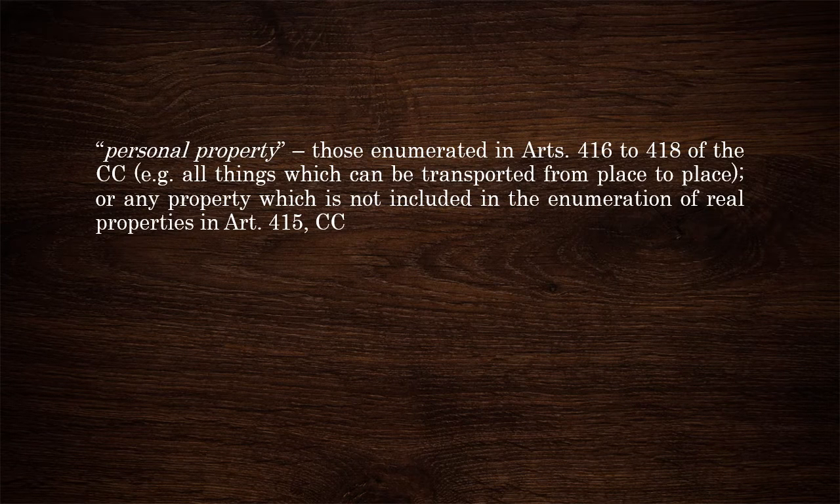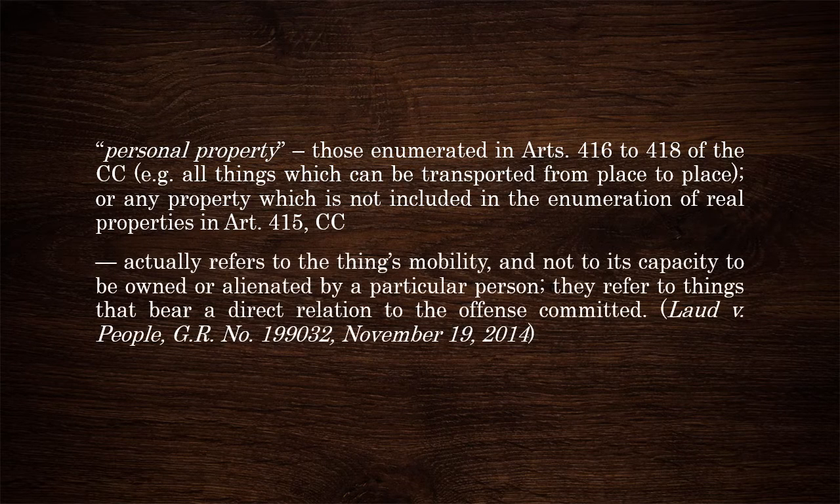What about personal property? Personal property are those enumerated in Articles 416 to 418 of the Civil Code, but in general they refer to all things which can be transported from place to place, or they may also refer to any property which is not included in the enumeration of real properties in Article 415 of the Civil Code. But in the case of Laod versus People, the Supreme Court said that personal property for purposes of or in reference to the issuance of a search warrant actually refers to the thing's mobility and not to its capacity to be owned or alienated by a particular person. Okay. Articles 416 to 418 refer to its capacity to be owned or alienated by a particular person.